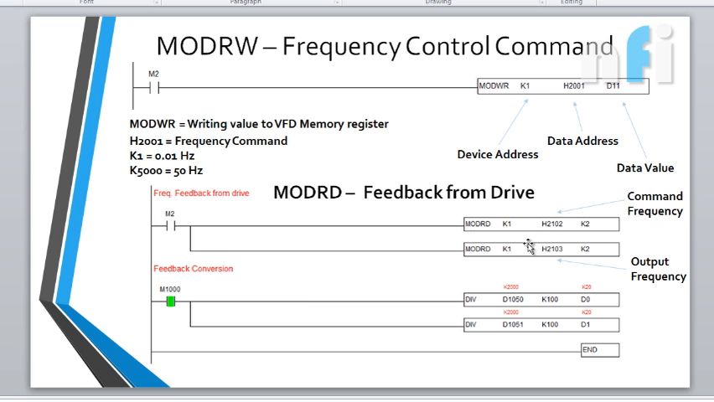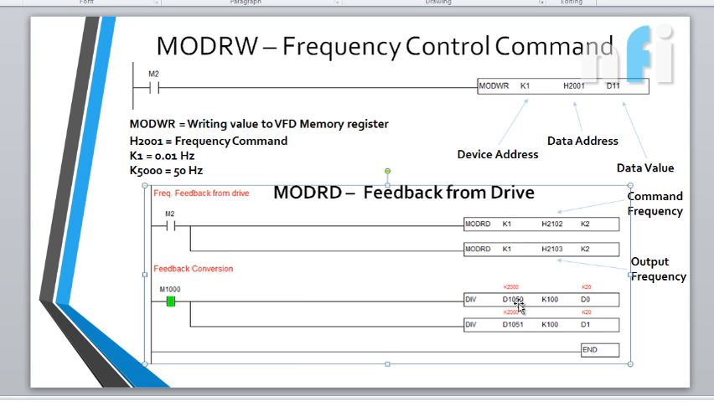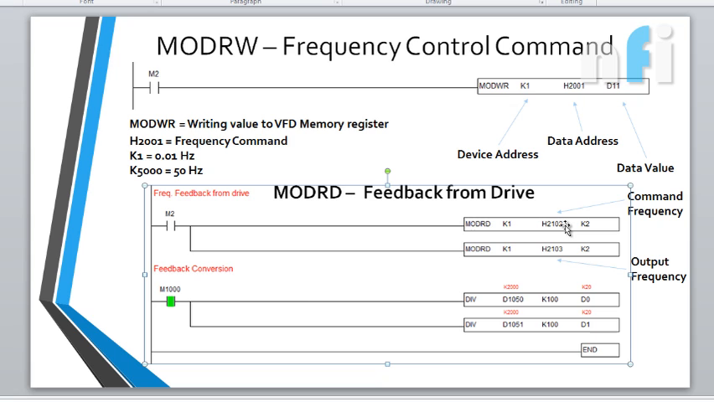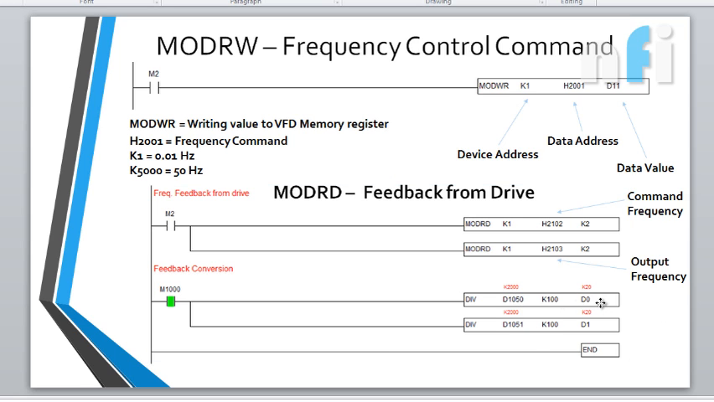We can read that, and by default these values will be stored into 1050 and 1051, because we are reading that. We haven't mentioned the data register here, but if you read the PLC manual, reading 2102 will automatically be stored into 1050, and 2103 into 1051. That is by default. That's why I have divided this by 100 to get the exact value here.